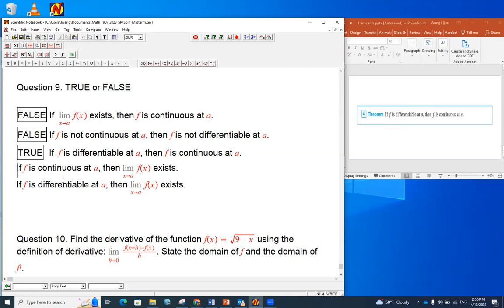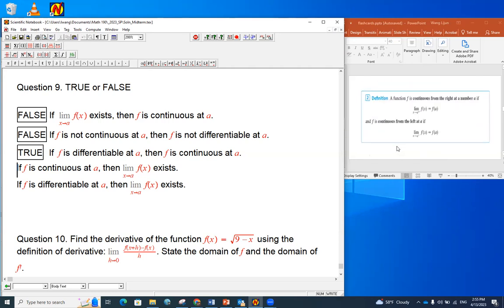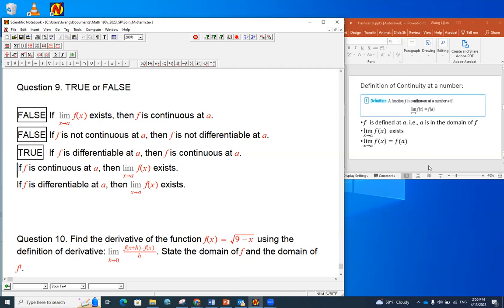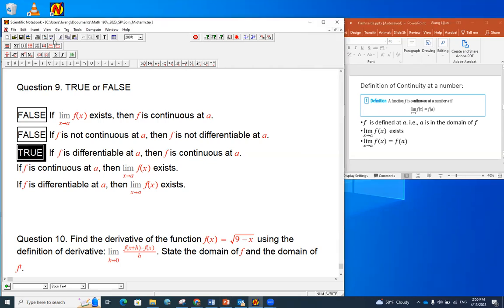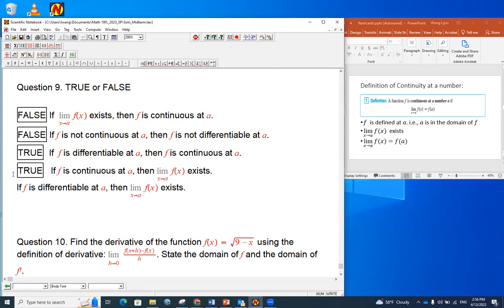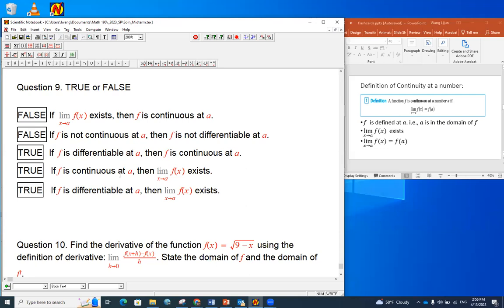Number 4, if f is continuous, then the limit exists. So we go back to the definition of continuity. Continuity implies 3 conditions, and limit exists is one of them. So continuity guarantees that the limit exists at this point. And since differentiability guarantees continuity, and continuity guarantees the limit exists, therefore the last one also is true. So that's about the true false.